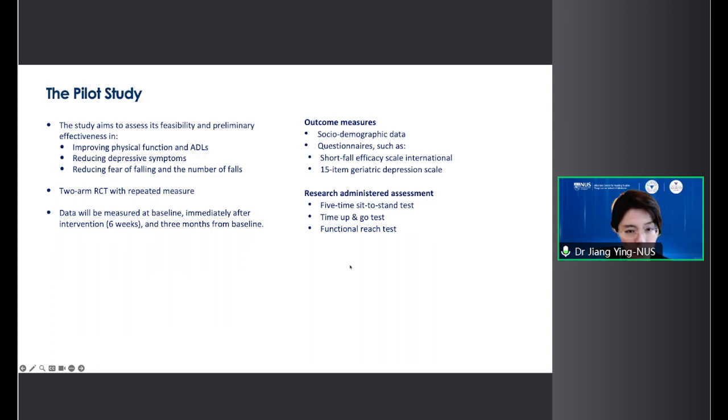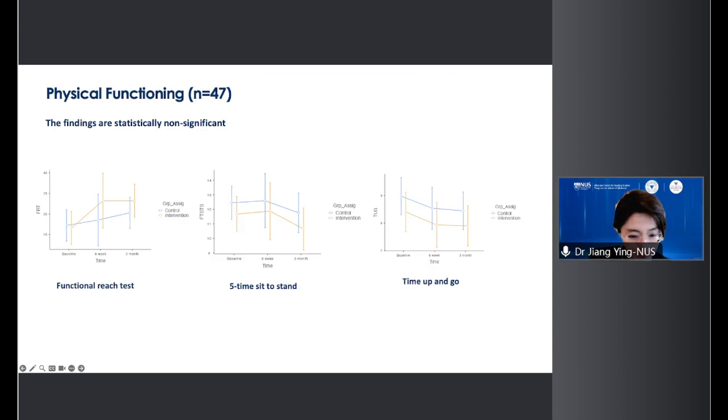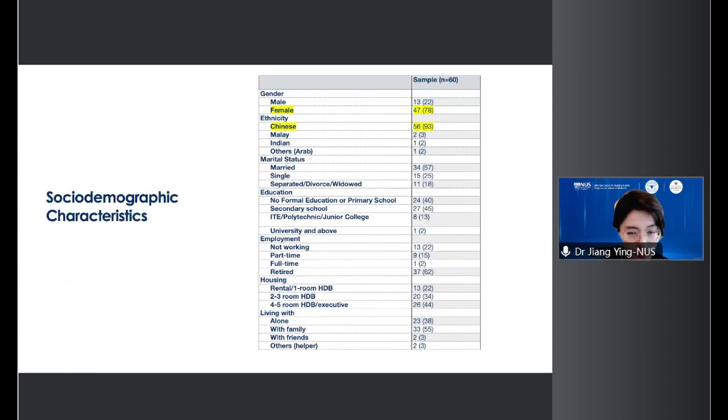outcome measurement. So the data is collected at baseline, immediate post-intervention, as well as 6 weeks and 3 months from baseline. So these are some of the outcomes. And we recruited 60 participants. So this represents the social demographic of our participants.